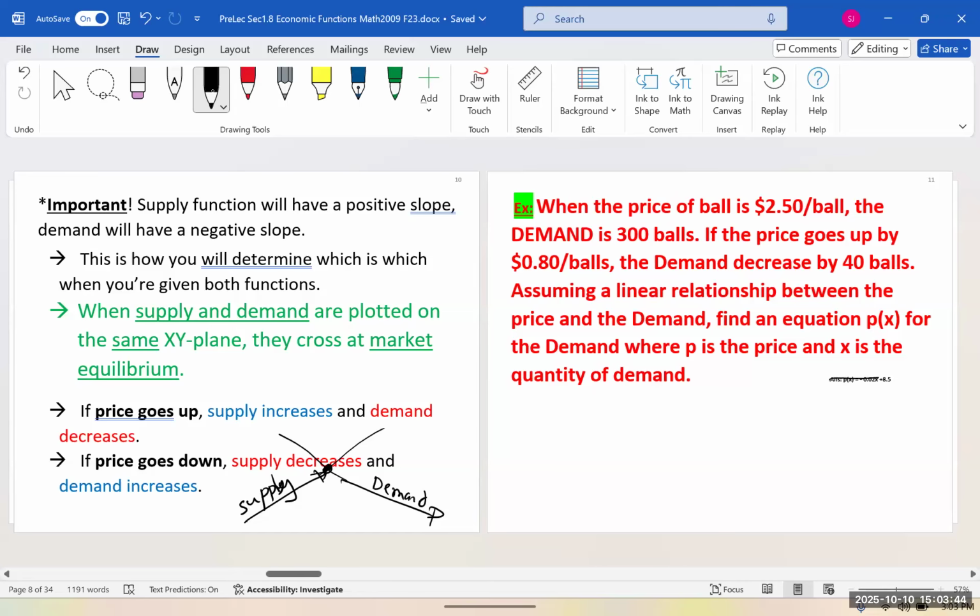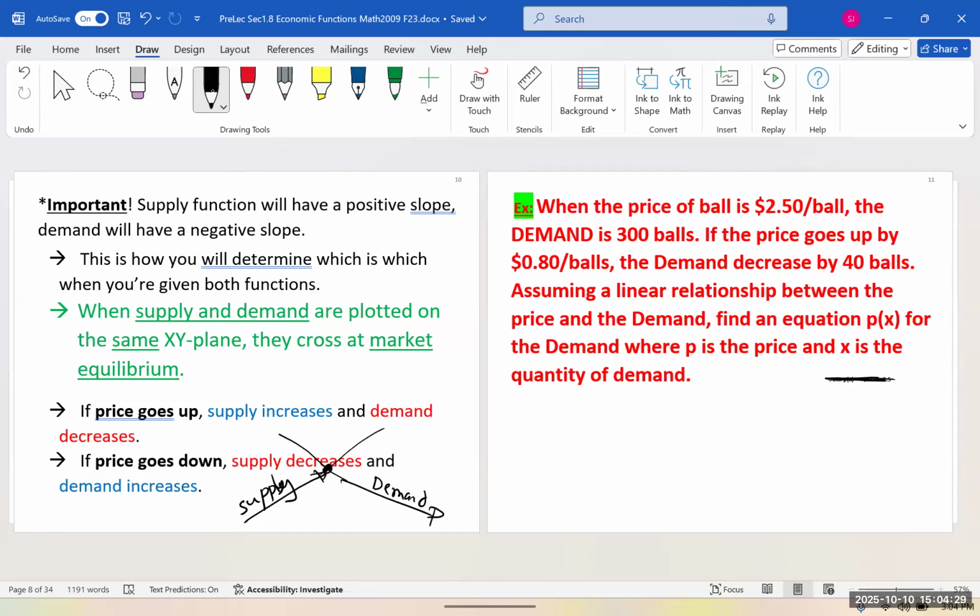Now one question. Wow, it's a long one. When the price of a ball is $2.50 per ball, the demand is 300 balls. Now the store wants to increase the price by 80 cents per ball. If you increase the price 80 cents per ball, demand decreases by 40 balls. Assume it is a linear relationship. Find the equation for this demand function.